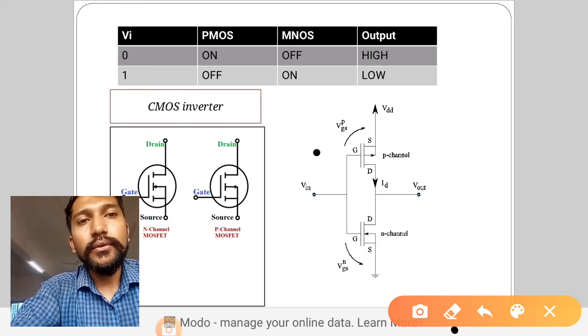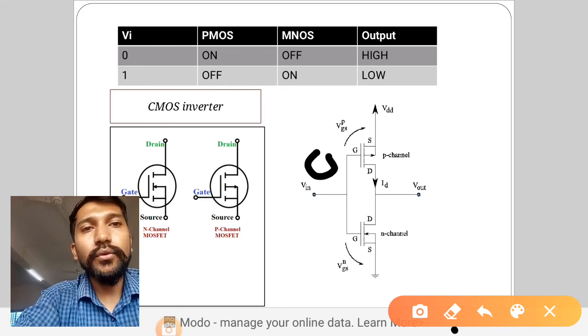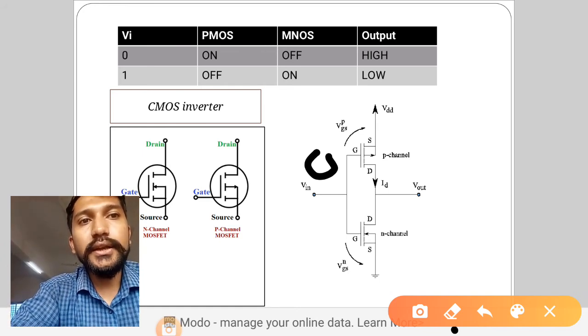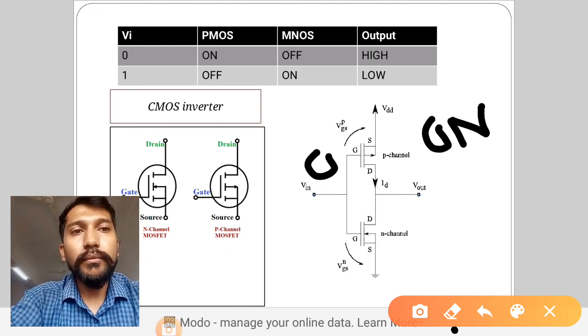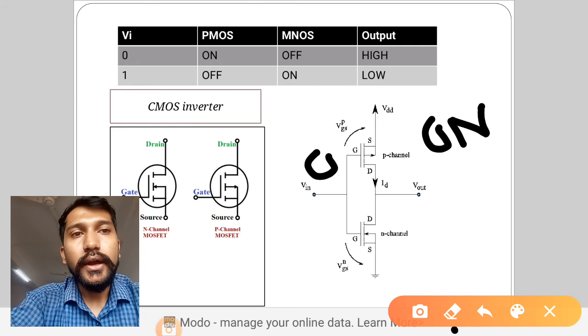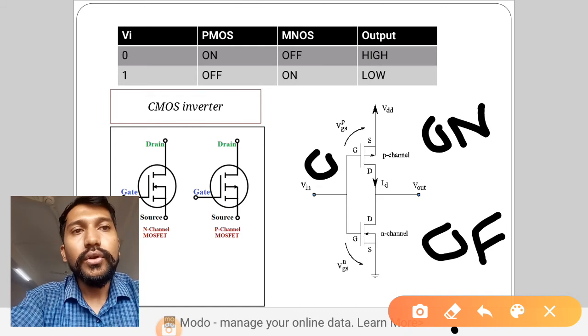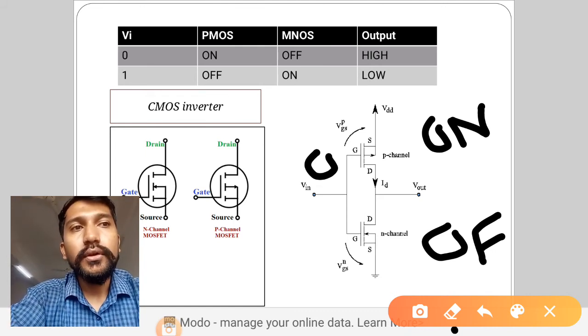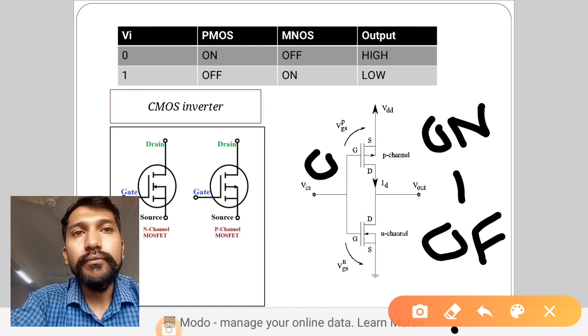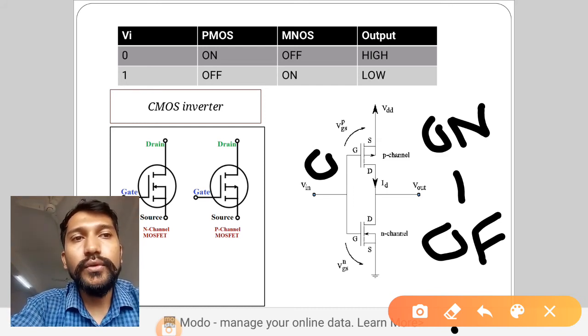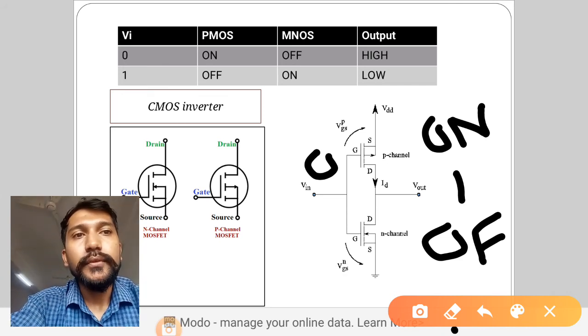Now let us see what I have given here. 0. Okay, when I have given 0 over here, at that time my P channel is going to become on, and what about the N channel? It will become off. Why? Because the P channel will become on when it gets low input. Now what is the second condition and what will be the output over here? It will be 1, or we can say high. That is the first condition. See, when I give 0, at that time my PMOS will become on, NMOS will become off, and my output will be high.